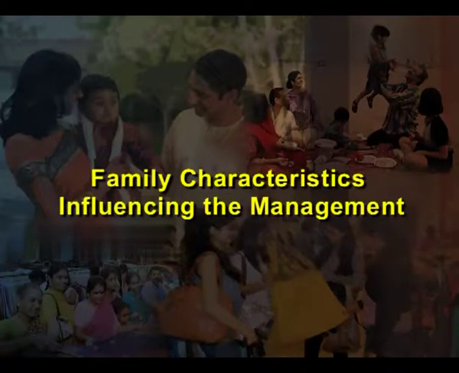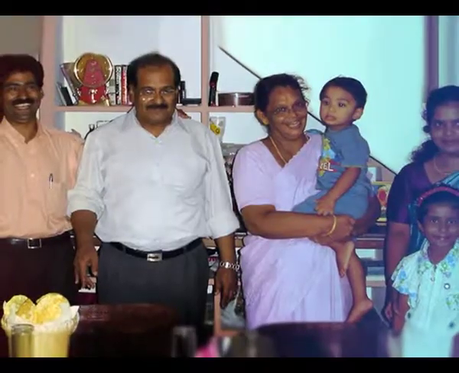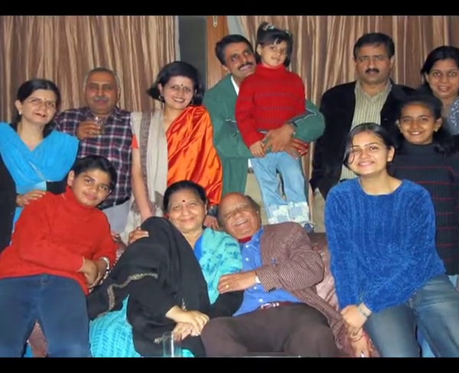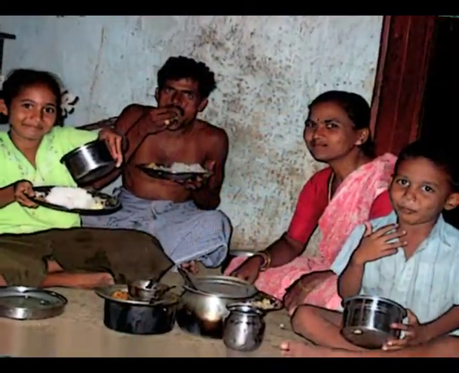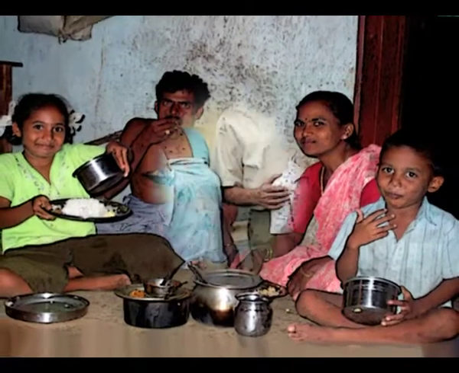Hello everybody. Today we have assembled here to know something about family characteristics influencing the management, wherein firstly we need to know what is the importance of family in a society. Family definitely plays a vital role and is the most important unit of the society. When families are strong, the society tends to be pretty strong. When families are weak, the society tends to break down gradually.